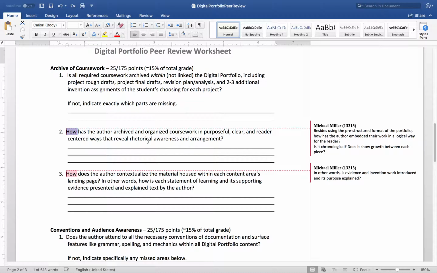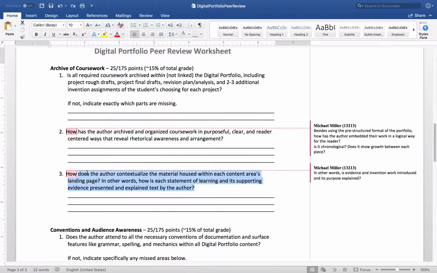Okay, next, how has the author archived and organized coursework in a purposeful, clear, and reader-centered way? So besides using the pre-structured format of the portfolio, how has the author embedded their work in a logical and even meaningful way for the reader? So, are the pieces of evidence chronological? Does it show growth between each of the major writing projects that we did, Project 1 and Project 2? So again, rather than just plopping the information or the evidence into the portfolio in the pre-structured way, what thought has gone into the way that that information is embedded in the portfolio?